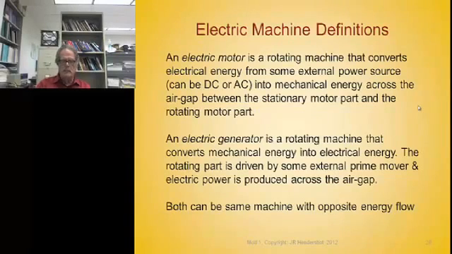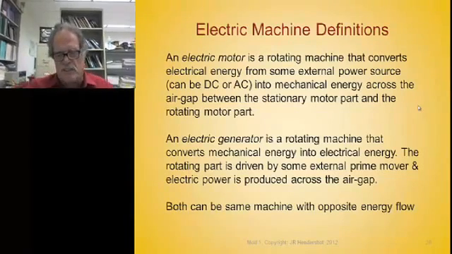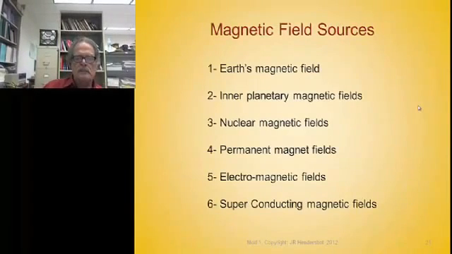They're basically the same type of machine. It's just a reverse of the power flow. All of these machines require magnetic fields. The first ones that we talked about need a magnetic field in the rotor and the stator. The reluctance machine only needs one magnetic field, but these magnetic fields have to have a source.